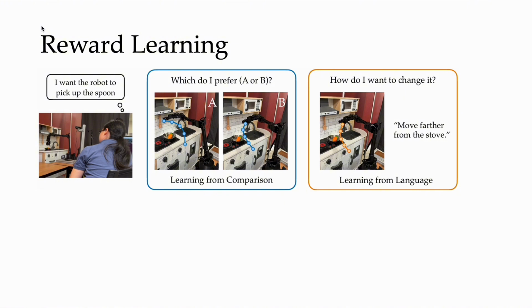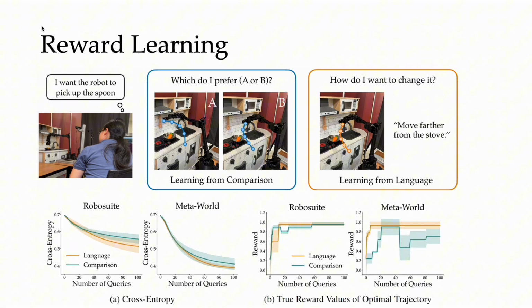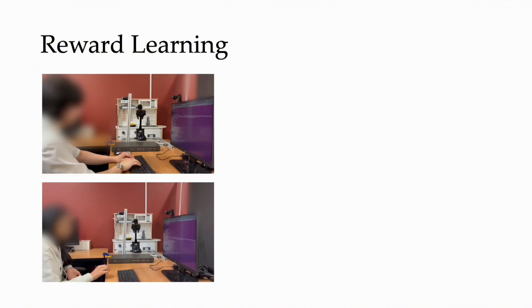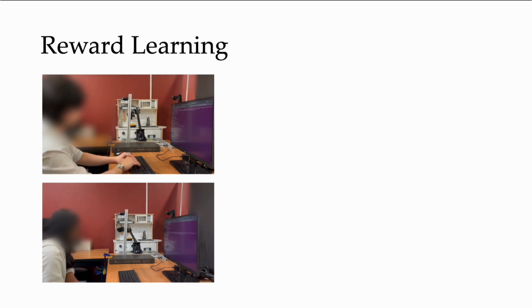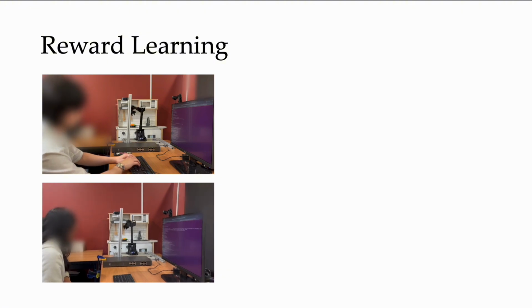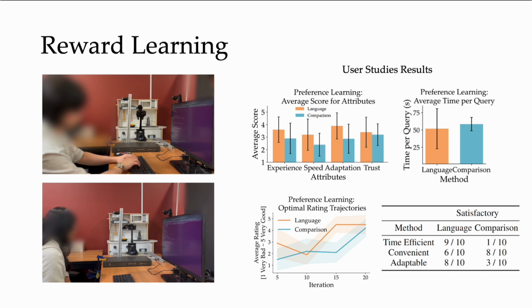The second experiment is comparing reward learning between our approach of language feedback and the common approach of pairwise comparisons. For the simulation environments, we found favorable results when measuring cross-entropy and the true reward values of the calculated optimal trajectory. In user studies, users are shown random trajectories and give feedback. Then they're shown the optimal trajectory given the learned reward function every 5 iterations.